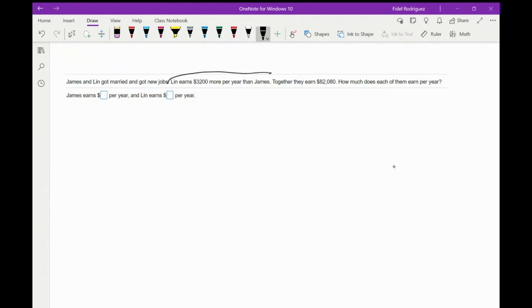Okay, so this part right here is really important. We're talking about how much money Lynn earns, but we're comparing it to how much money James earns. Since I have no idea how much money James earns, that's what I'm going to let my X be. I'll call this James' salary.